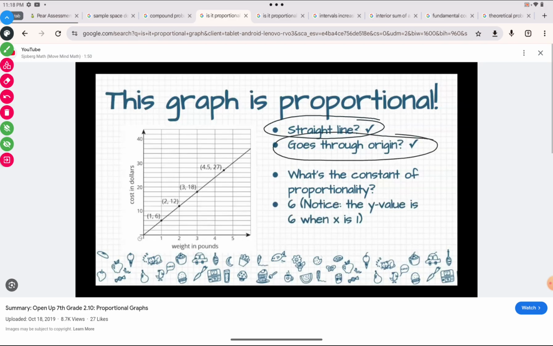Okay, when something is proportional, it is increased at the same rate. You cannot add anything to it. You cannot subtract anything from it. So when you see that in an equation, just be mindful of that.